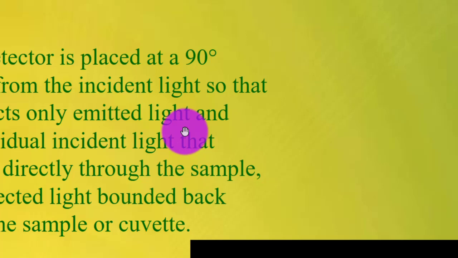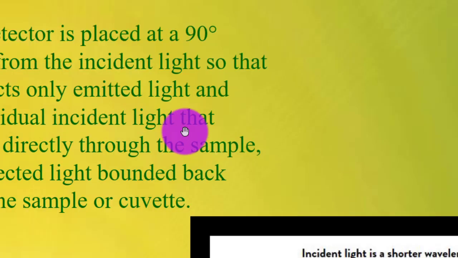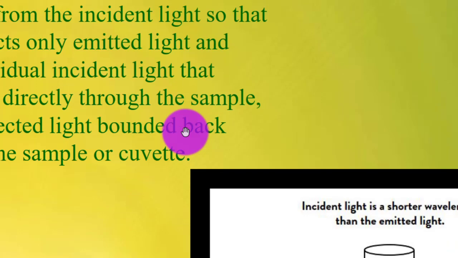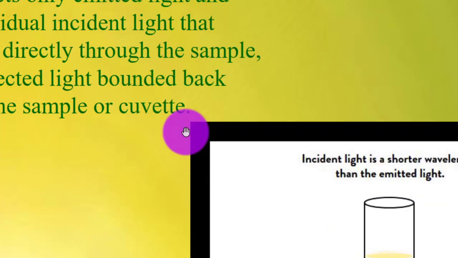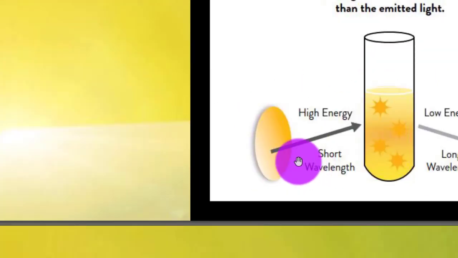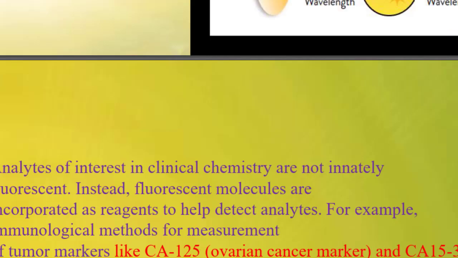The detector is placed at a 90-degree angle from the incident light so that it detects only emitted light and not residual incident light that passes directly through the sample, or reflected light bounced back from the sample or cavity. Incident light has a shorter wavelength than the emitted light: high energy, low energy.